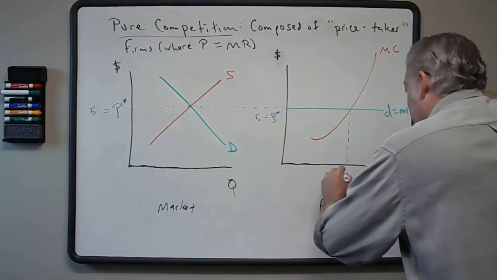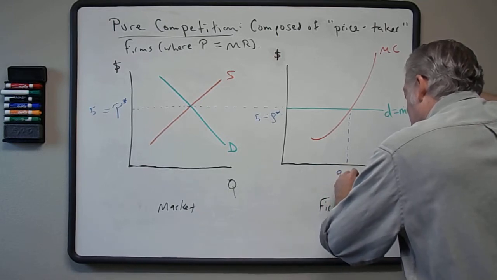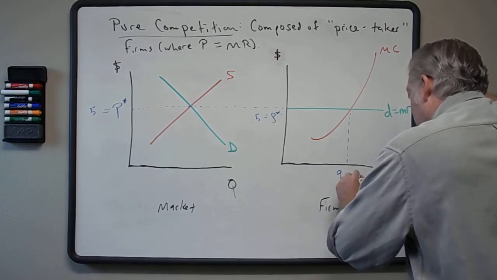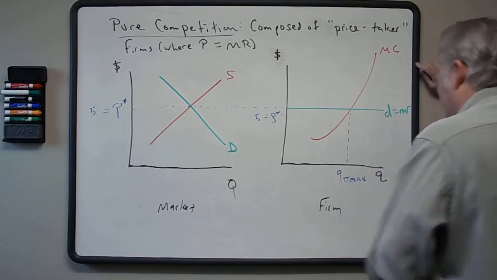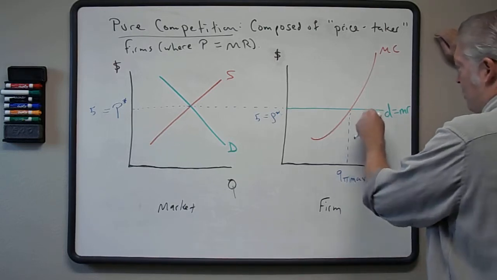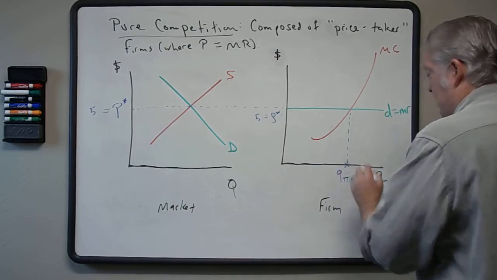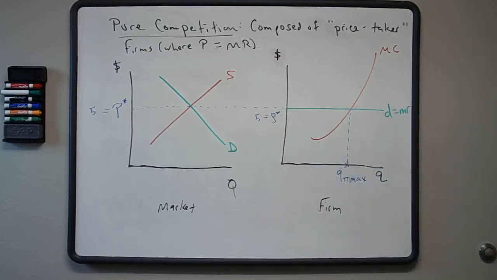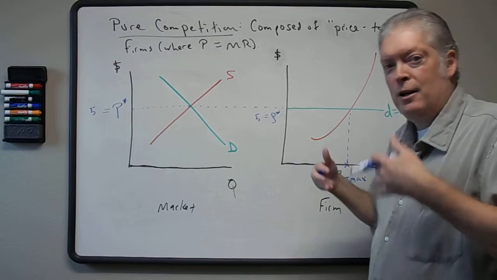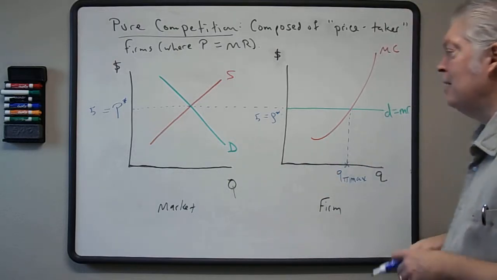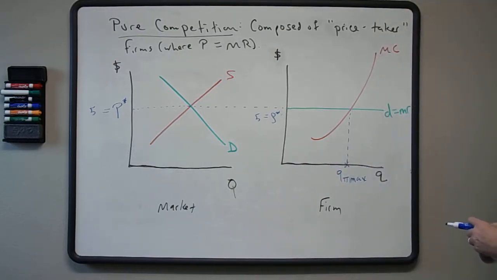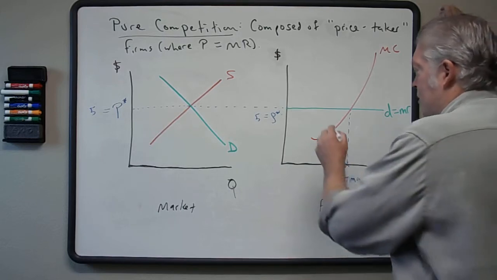So at the profit maximizing output level here, this is the point at which marginal revenue equals marginal cost. In other words, marginal revenue equals marginal cost at that particular point. And this is the profit maximizing level of output. This is what the firm should be producing, given a market price that is taken at $5.